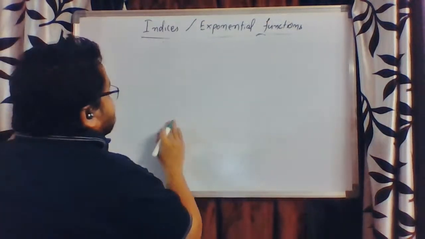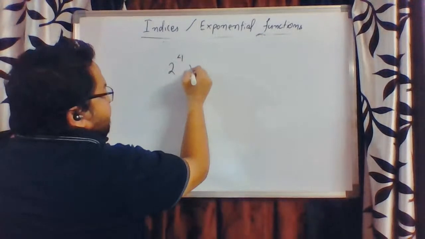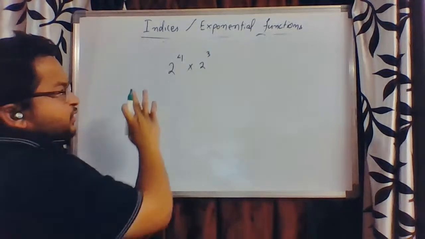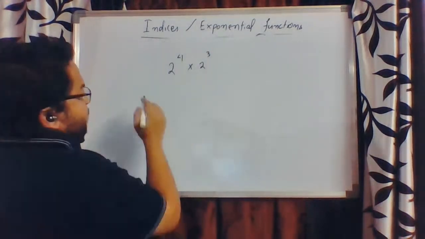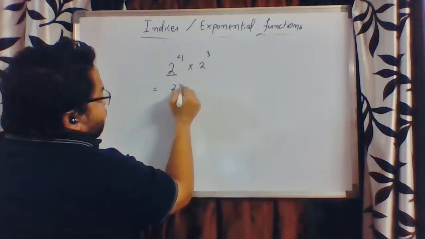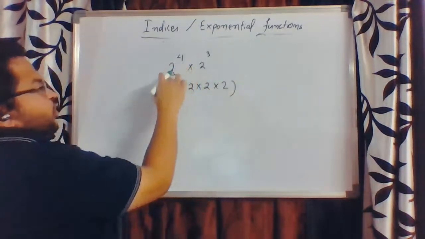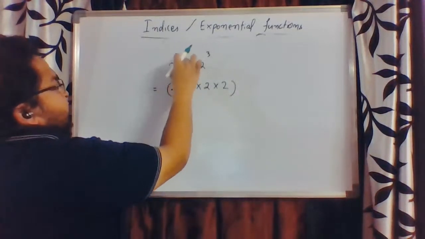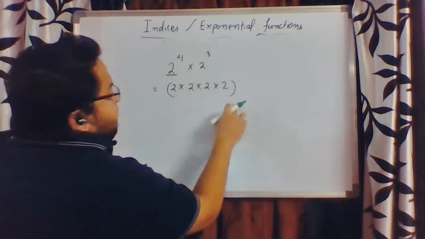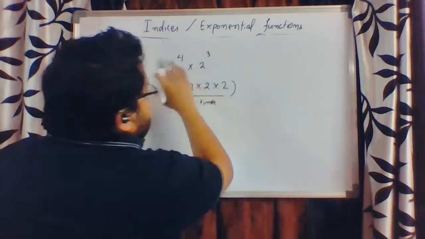Okay, so for example, if I'm saying 2 to the power 4 into 2 to the power 3, let us try to solve it. When I say 2 to the power 4, what does it mean? I can say this is nothing but 2 into 2 into 2 into 2, 4 times. This is our law 1, that a to the power n, where n is a positive integer greater than 1, the base is multiplied with itself n number of times. So I multiplied the base 2 with itself 4 times.